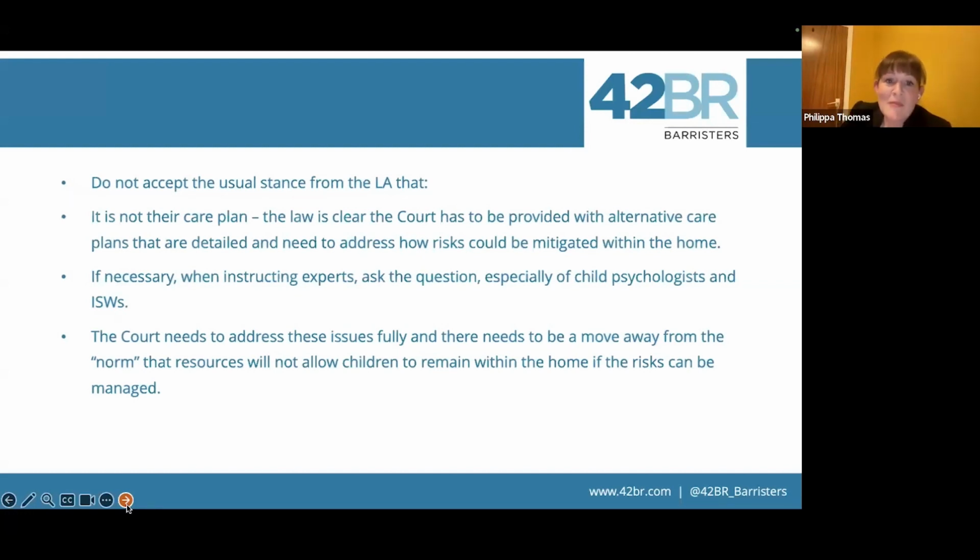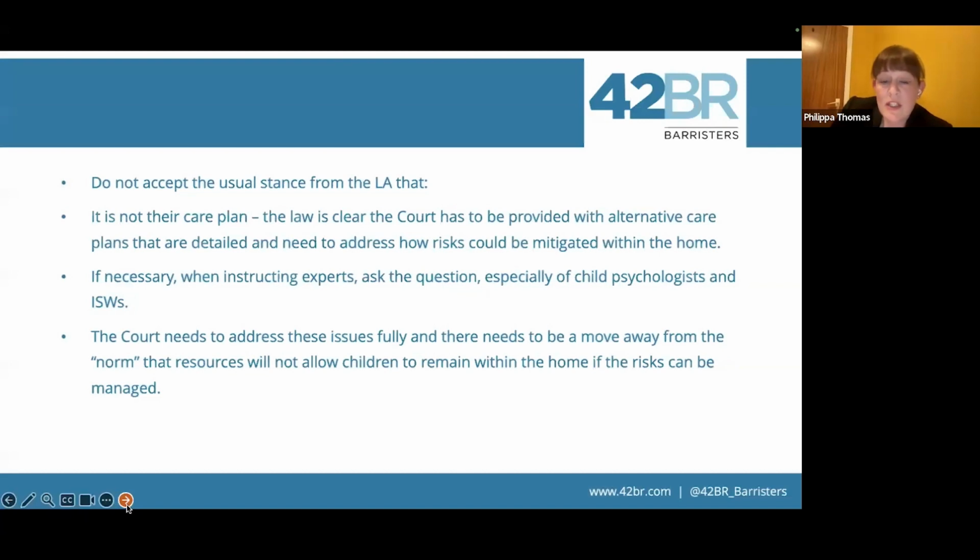Do not, and what we say is, accept the usual stance that the local authority put forward, that it is not their care plan and therefore they are not going to provide an alternative care plan. The law is clear. The court has to be provided with alternative care plans that are detailed and need to address how risks could be mitigated within the home. If necessary, at an early stage, when you are considering instructing experts such as ISWs and psychologists, ask them that exact question. It goes further than the sibling assessment and it looks at the realistic options as to how any risk that has been identified by the experts in the court can be mitigated.